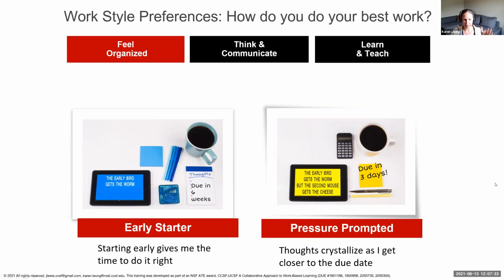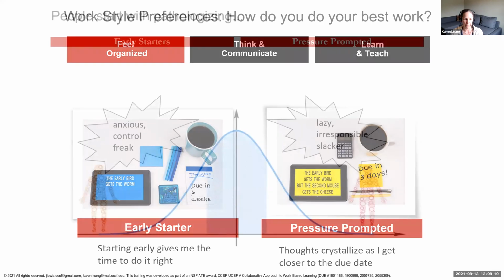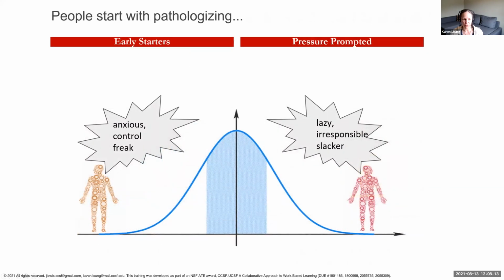So again, this is activity 3A, about page 5 on the worksheet and resources Google Doc. The first dichotomy we talk about is early starter versus pressure prompted, and how people feel organized. If you are an early starter, generally starting early gives you a sense that you have time to make things right, to do your best work. Or if you're pressure prompted, your thoughts may crystallize as you get closer to the due date. So think for a second, are you closer to being an early starter? Do you want to start a project significantly ahead of time? Or do you prefer that it's going to be the best work you can do when you do it right before it's due?